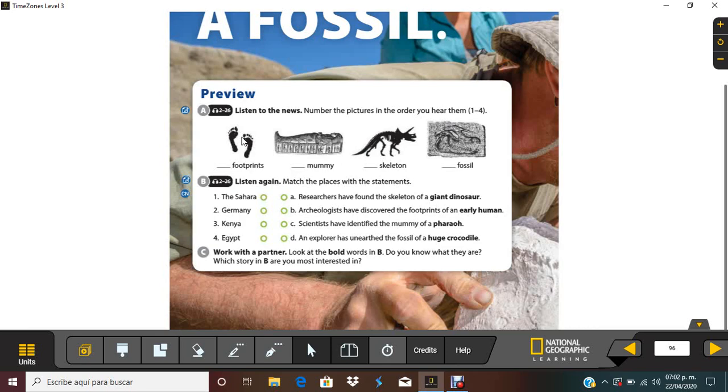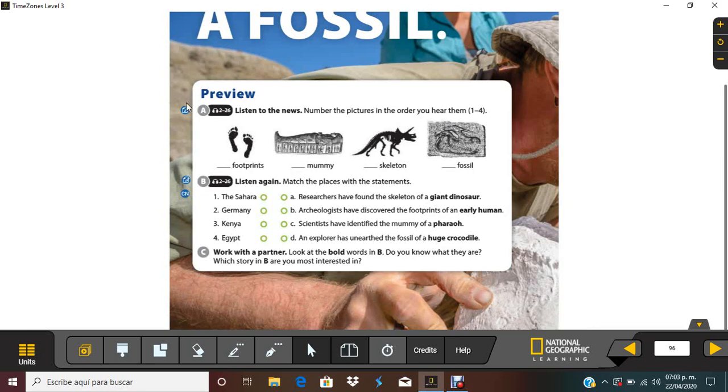So repeat after me. Footprints. Footprints. Next word. Mummy. Mummy. Okay? Not mom. Okay? Mummy. Next. Skeleton. Repeat. Skeleton. Next. Fossil. Fossil. All right, excellent.